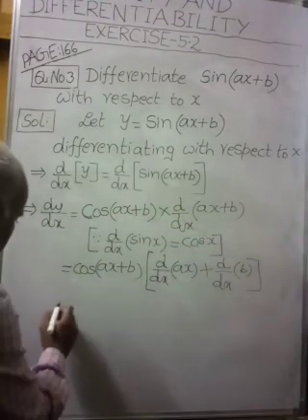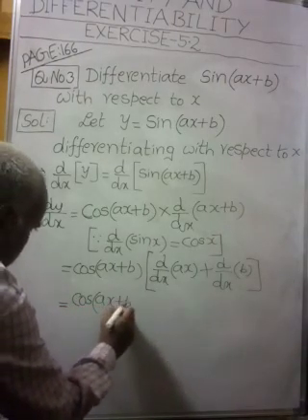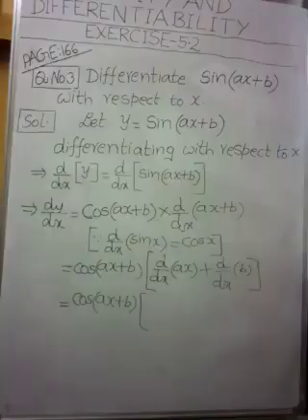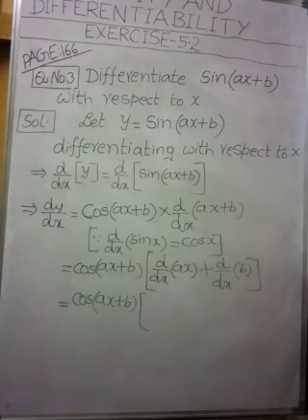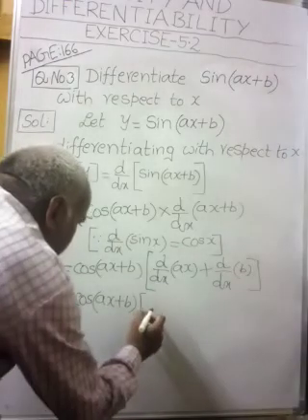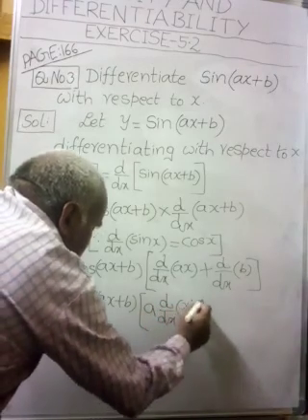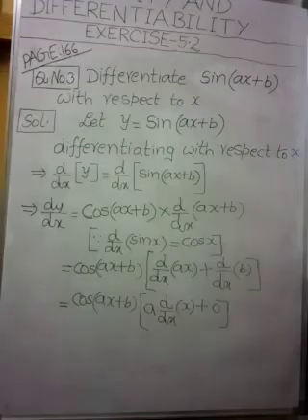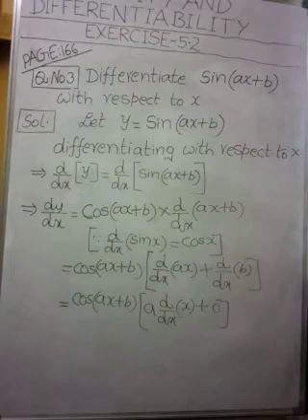Right. This is equal to cos of ax plus b into, here a is a numerical coefficient, a is not a variable. So we write it outside, a into d by dx of x, plus here b. B is a constant function. So d by dx of a constant function is 0. Previously, in the previous question, we wrote d by dx of a constant function is 0. Understood this step, my dear children?